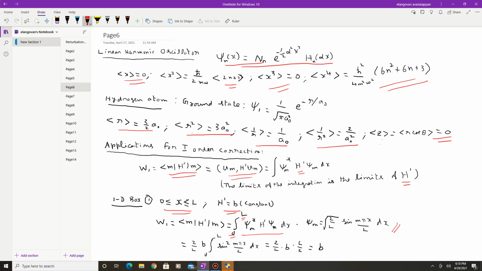The particle is in this potential. Now here h prime is given. This is a constant, so you substitute the constant here. That constant b can be taken outside the integral. You can substitute psi m and psi m star, so square root of 2 by L into square root of 2 by L. That constant can also be taken outside. The remaining part is sin square m pi x by L, and you know the value of this integral. The value of this integral is L by 2. This is the standard value. So once you substitute this value, you will get the first order correction.